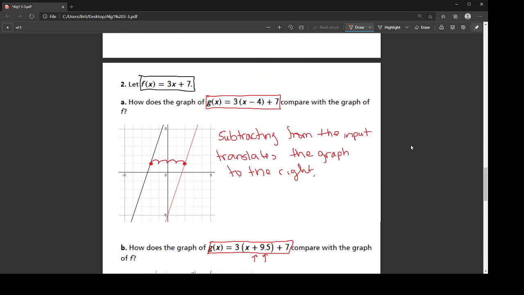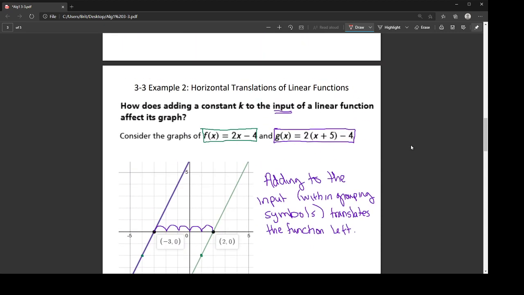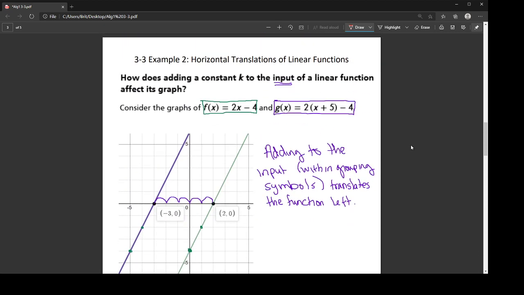Now the horizontal stuff gets a little quirky if there's a stretch or compression involved. So just be aware to be on the lookout for that. But if there's nothing being multiplied to the x inside the parentheses, it'll always just move left or right that amount.